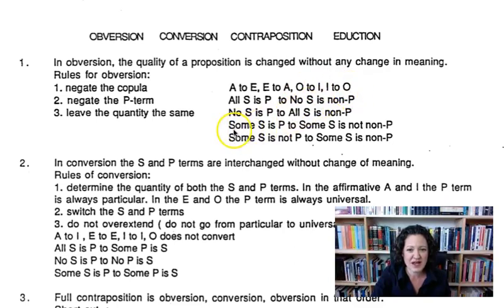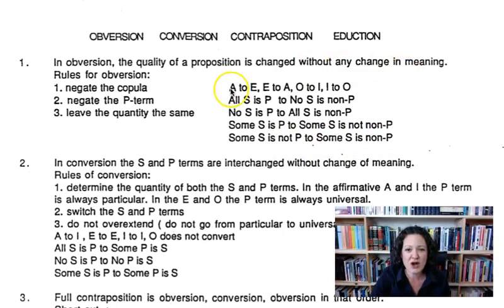So let's look at this. Here's an I. Some S is P is going to change to some S is not non-P. So here we have the particular affirmative. It's going to change to a particular negative, and we're negating the P term here. Some S is P changes to some S is not non-P. All right, now look at the O statement. Some S is not P, that's an O. Particular negative is going to change to some S is non-P. So a negative changes to an affirmative. Particular stays particular. Some S is non-P.